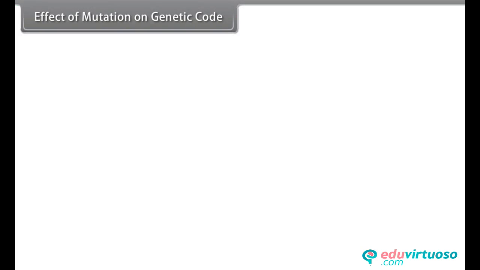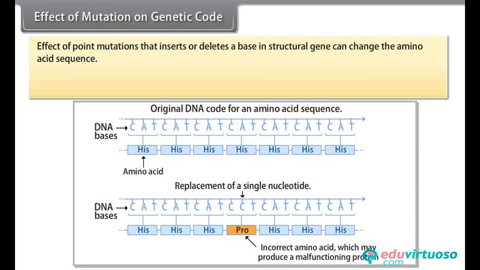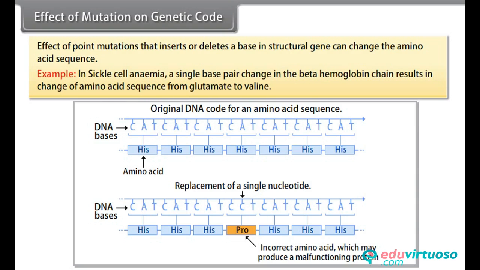Effect of mutation on genetic code. Point mutations that insert or delete a base in a structural gene can change the amino acid sequence. For example, in sickle cell anemia, a single base pair change in the beta hemoglobin chain results in a change of amino acid sequence from glutamate to valine.